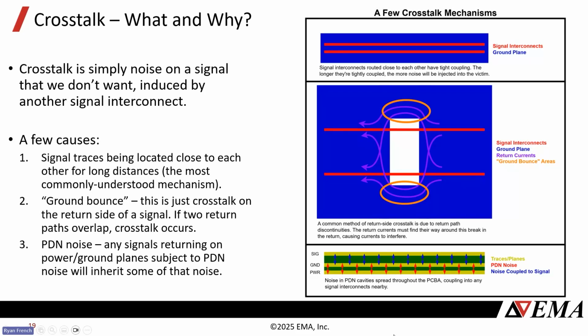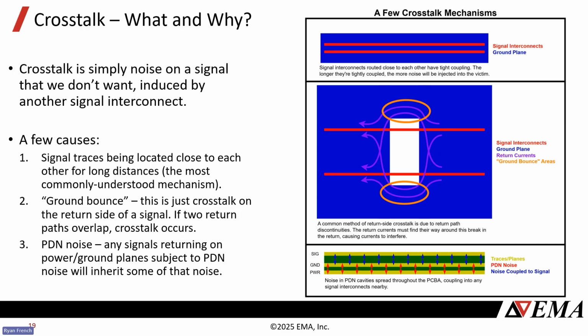And the final one is noise in your power delivery network. Again, I'm going to mention PDN a lot because it's so important. If your signal is referencing a layer with cavity noise on it, between your ground and power, for instance, that noise is going to couple to any signal vias along the way and potentially even traces that are returning on those layers.